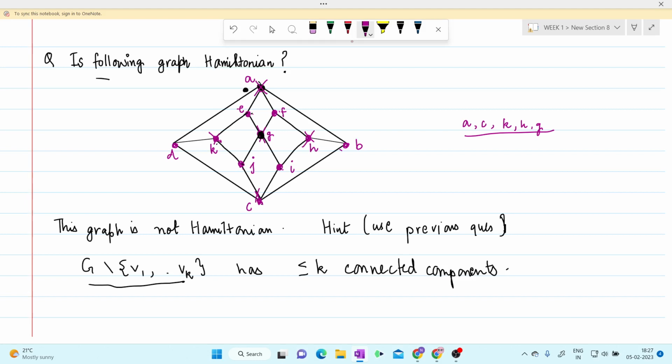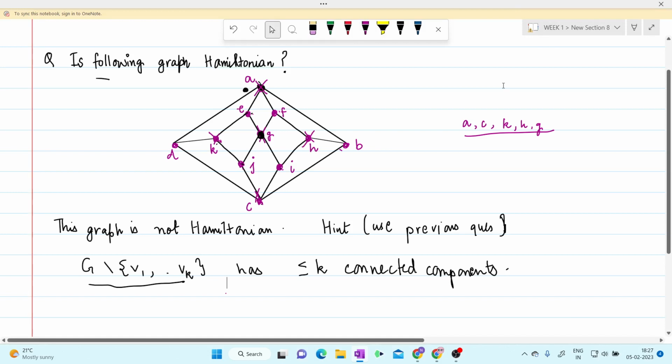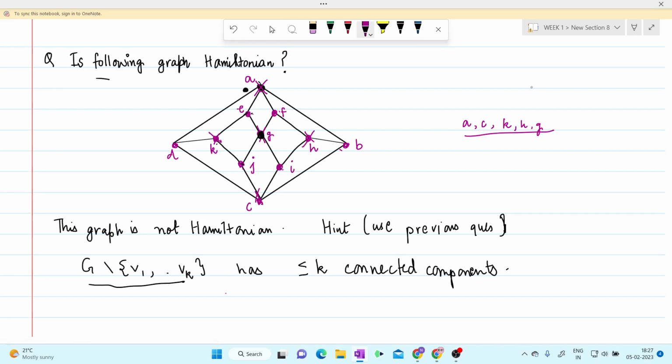So is this fine? Yes, ma'am. For a graph to be Hamiltonian, after going through all the vertices, we need to come back to the starting point. Because by Hamiltonian we mean that we need a Hamiltonian cycle, and a cycle always starts and ends at the same point.